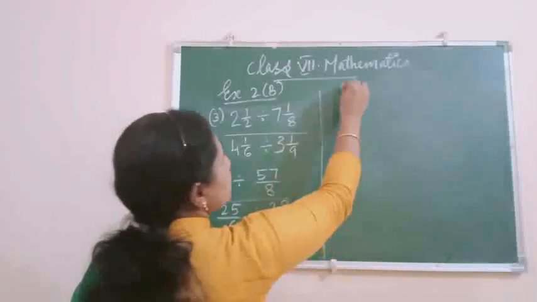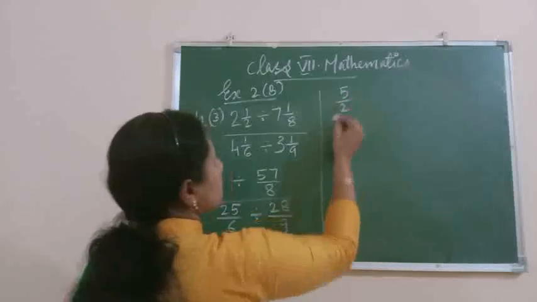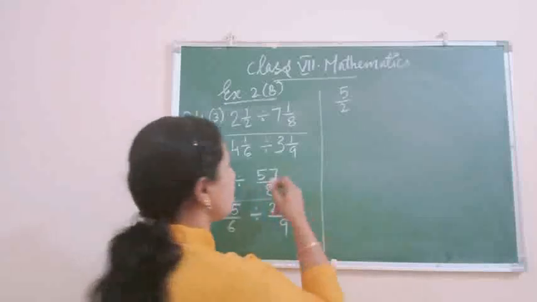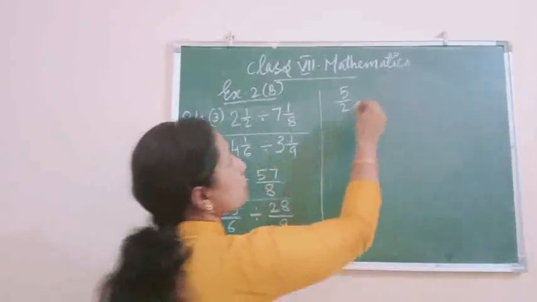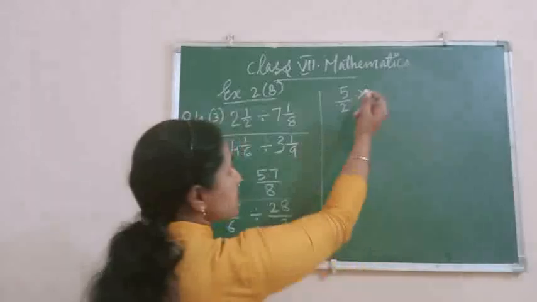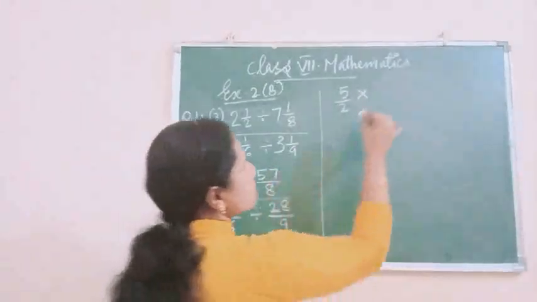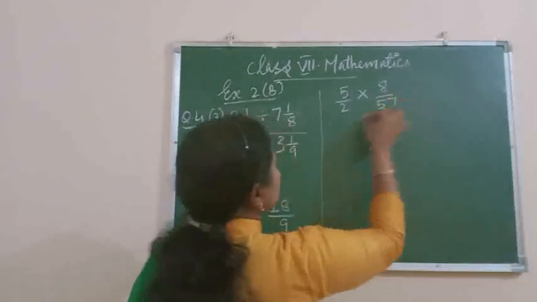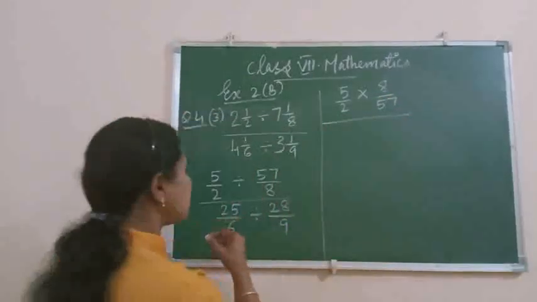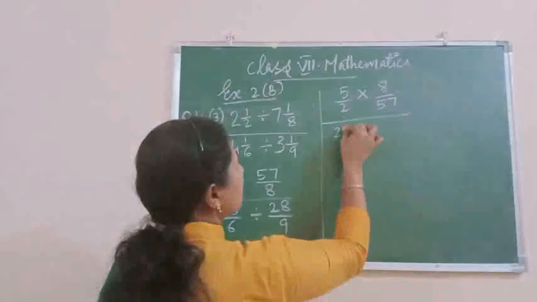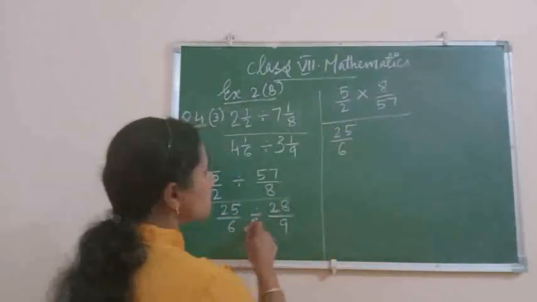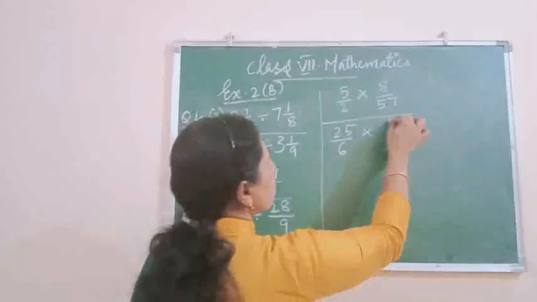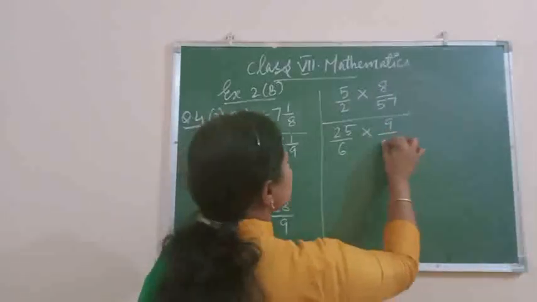It is 5 by 2. For doing division you have to take the reciprocal of the second fraction. So in place of division we have to do the multiplication. Multiplication sign we put, 57 upon 8, you have to take the reciprocal, that is 8 upon 57. Upon the denominator, 25 upon 6: first one is taken as it is. In place of division we put the multiplication sign. 28 upon 9, take the reciprocal: 9 upon 28.